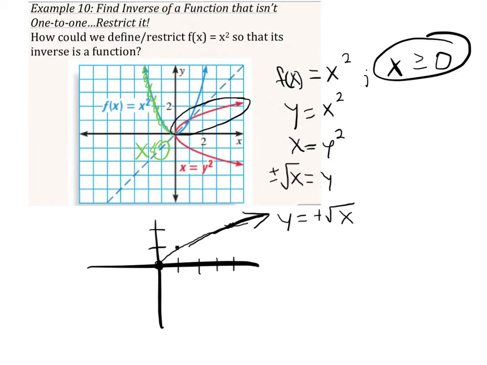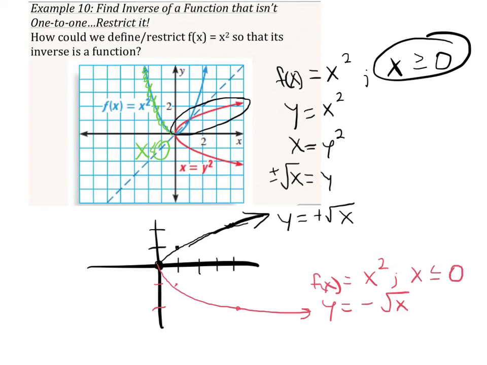You could also say that we have a second function: y equals negative root x. And that would represent the original function of f of x equals x squared, provided that x is less than or equal to 0. So those are the two options. That's how you restrict the domain to only look at a one-to-one function.